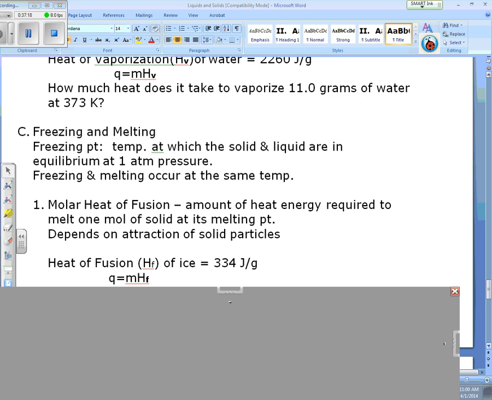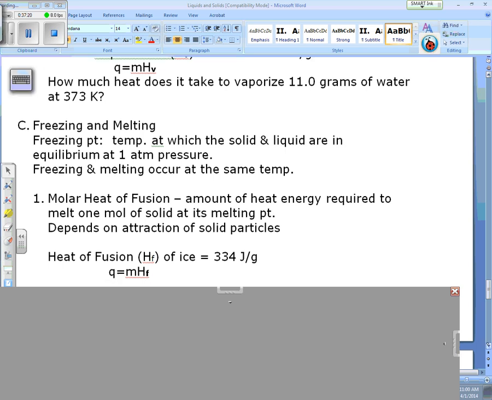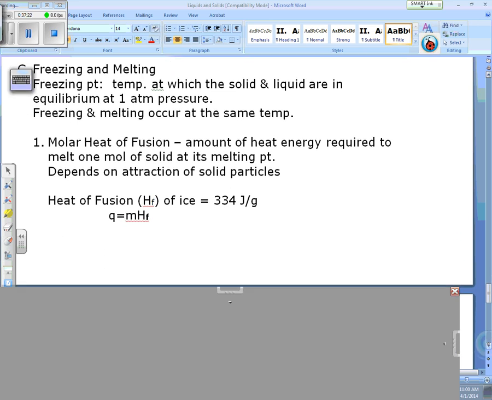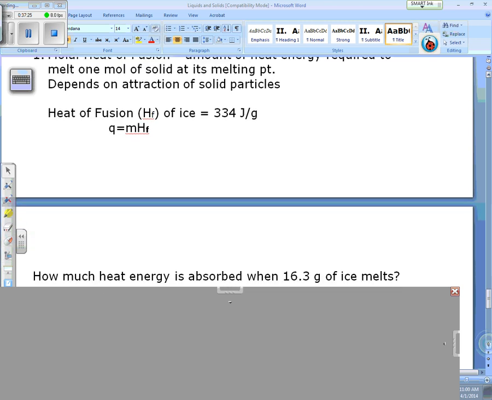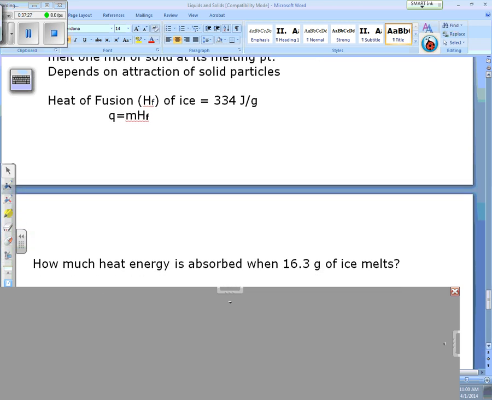All right, this works pretty much the same way as the others. Q equals mHF, so how much heat energy is absorbed when 16.3 grams of ice melts? You have to know, and this is the only problem here, because I give you both formulas, I give you the constants, you have to know which one we're using. Melting we use heat of fusion.